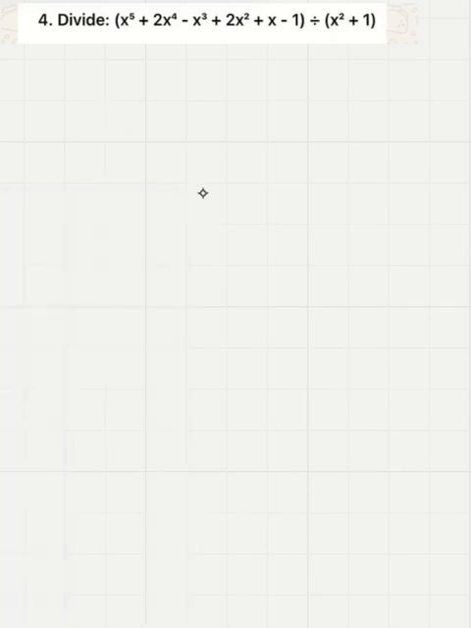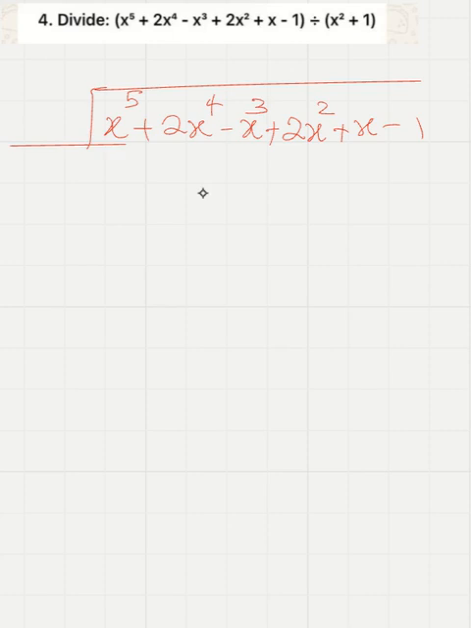All right, so I want to divide x to the fifth power plus 2x to the fourth power minus x cube, minus x cube plus 2x squared plus x minus 1. I'm dividing this by x squared plus 1.